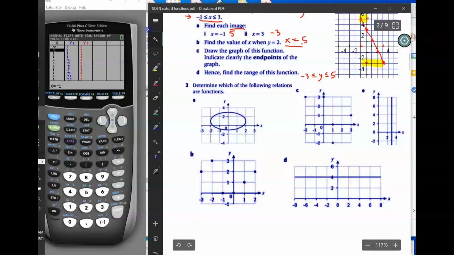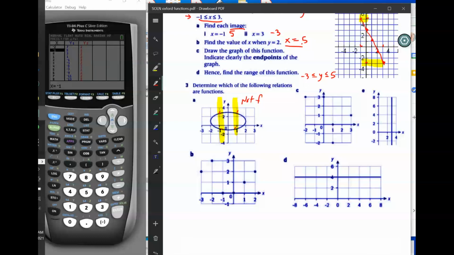Determine which of the following relations are functions. Now we can use the vertical line test. And when we do the vertical line test, basically what we're doing is we're trying to cut it vertically. And if there's any place where we cut vertically that it intersects the function twice, then it is not a function. So not a function because the vertical lines are intersecting in two different places.